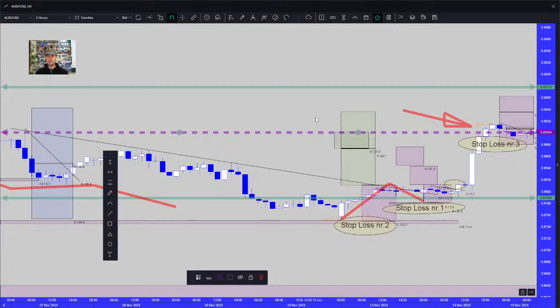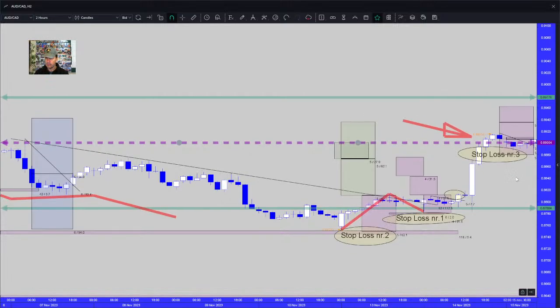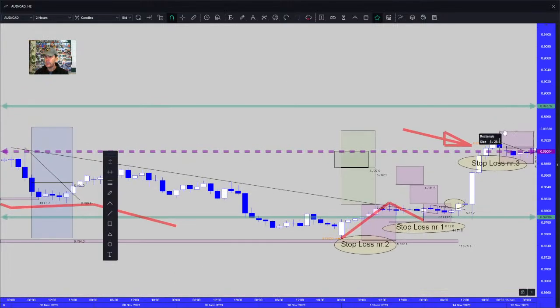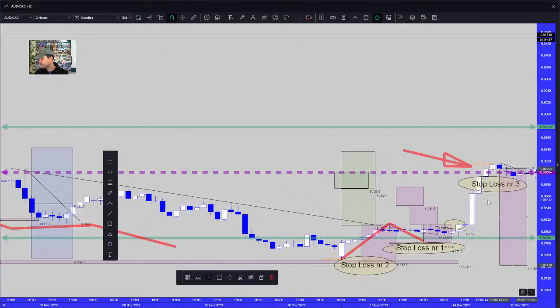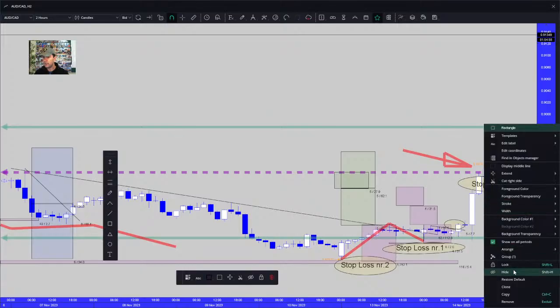We're waiting for Nandozi, hedge fund trader Nandozi. Do you want to go 1 per 1 or 1 per 2? Nandozi says, sorry, stop loss number 2, and I want to go 1 per 2.